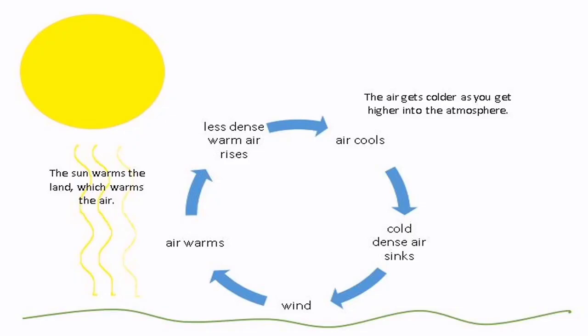It takes place in two situations. First, unequal heating between the equator and poles of the earth. Second, unequal heating of the land and water of the oceans.